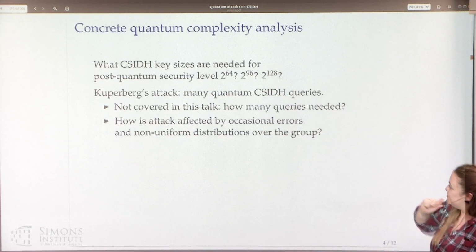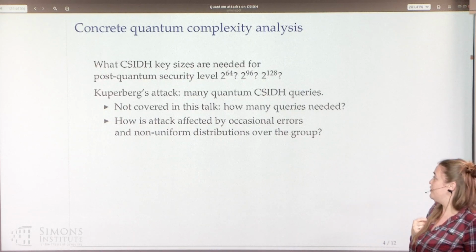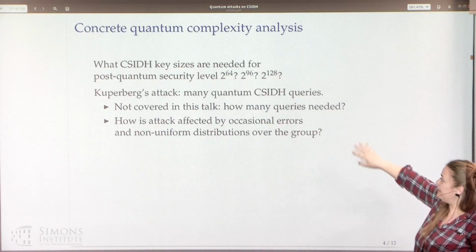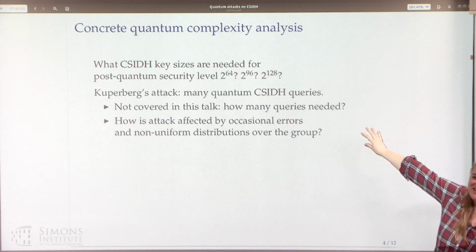I had this bullet point first, sorry. So also, how is the attack affected by occasional errors and non-uniform distributions over the group? So this is really a genuine question. This is not me setting up for later. I do not know the answer to this question.